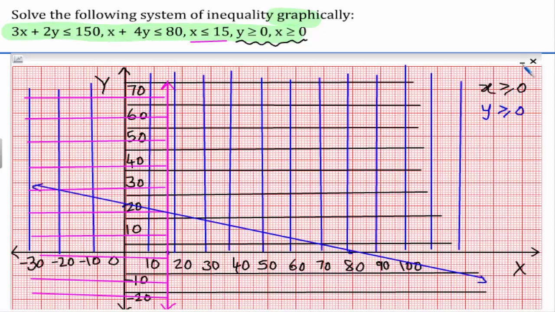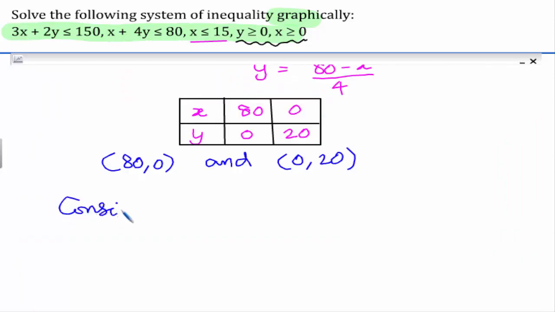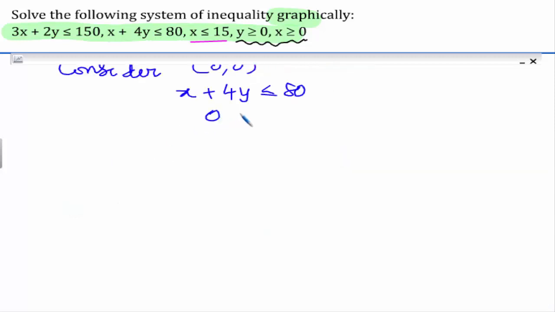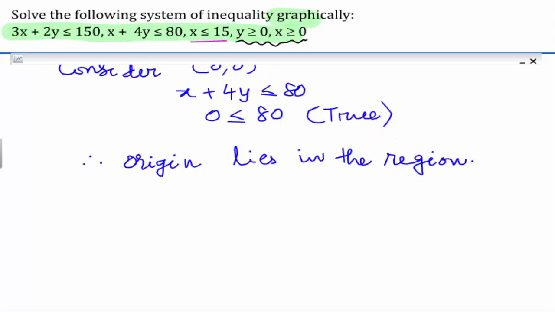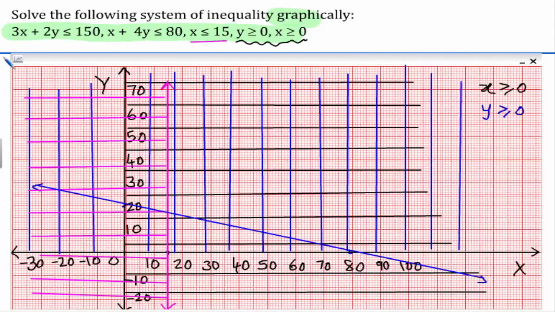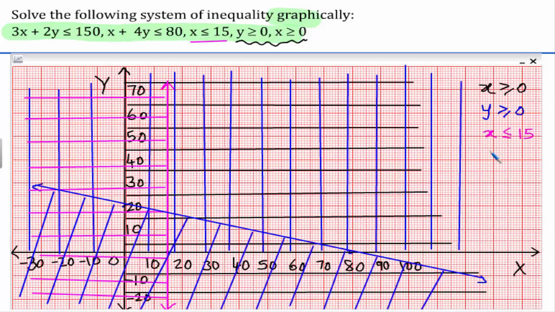Now this line is not passing through the origin, so let us select the origin and substitute into the inequality, which is x plus 4y less than or equal to 80. If I substitute 0 in place of x and y, we get 0 less than or equal to 80, which is a true statement. So therefore the origin lies in the region. So we need to draw the lines towards the origin, here this way. Now these blue lines will be the solutions of x plus 4y less than or equal to 80.